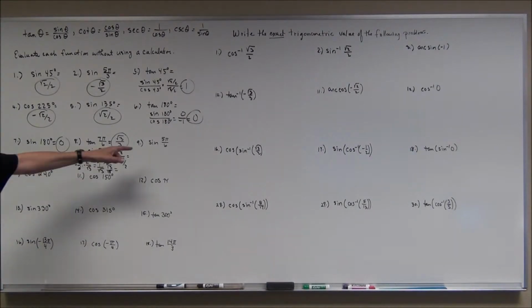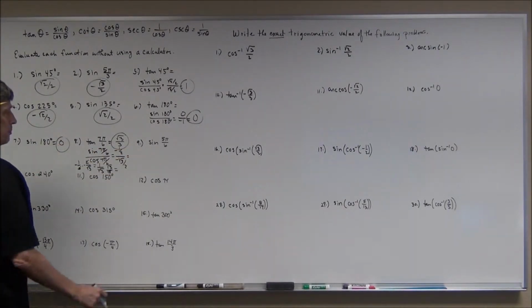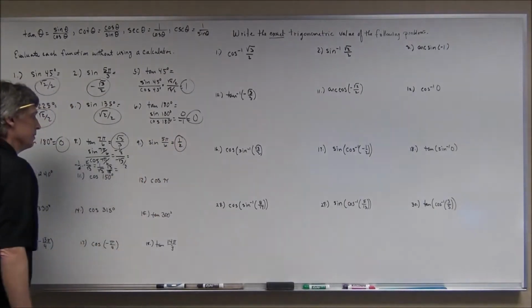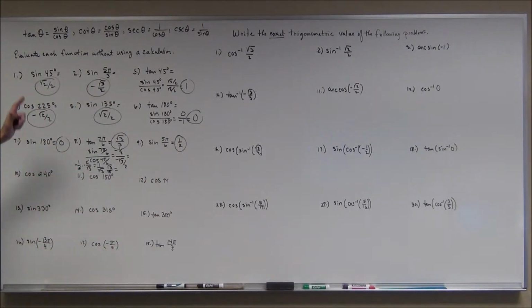Alright, the sine of 5 pi over 6, that's in the second quadrant, that's positive. That's the same as 150. This turns out to be positive 1/2. Again, from the unit circle. Not a lot of work to be shown unless you're doing a tangent.